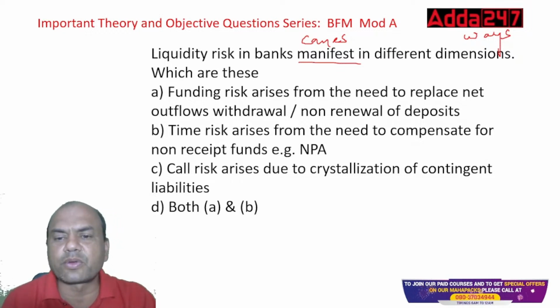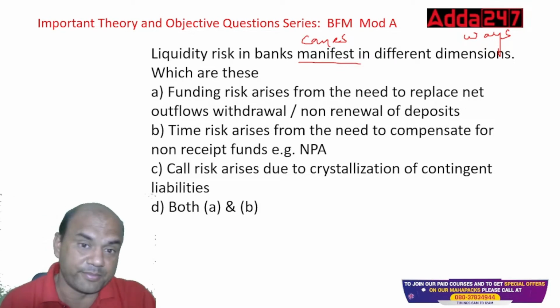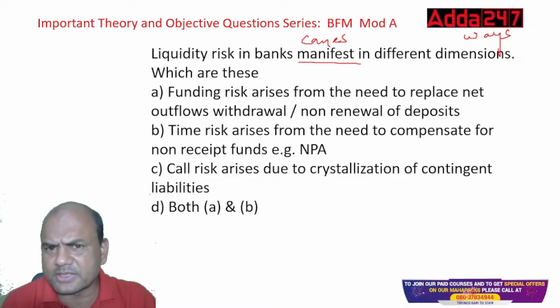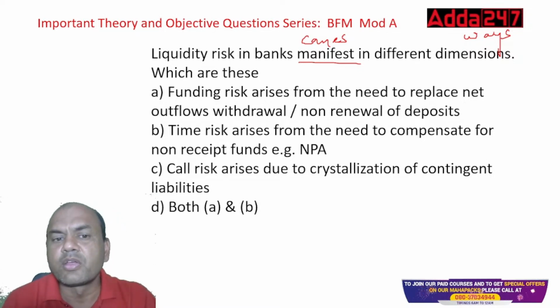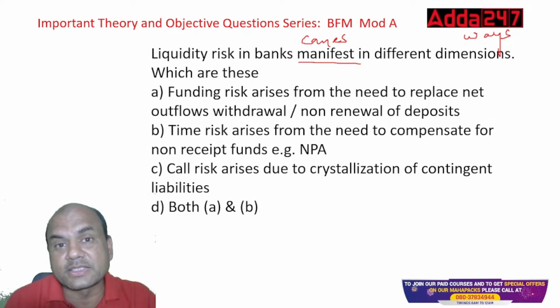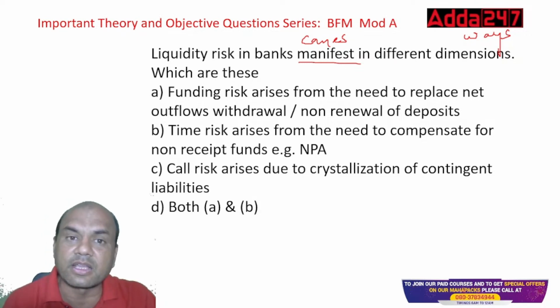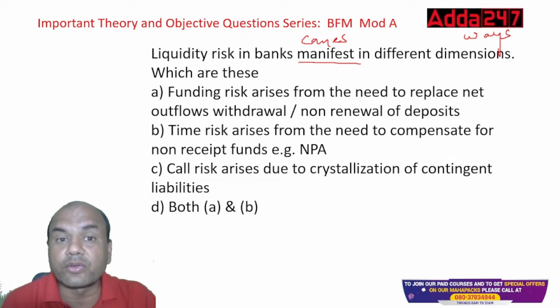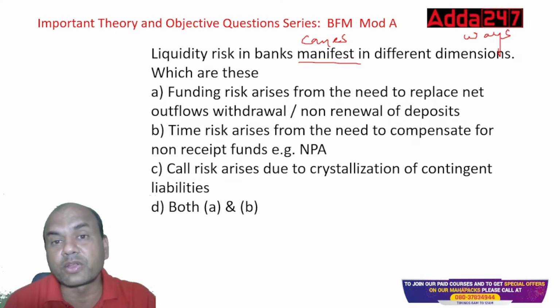Funding risk arises from the need to replace net outflow, withdrawal and non-renewal of deposits. It can be. Just answer. Think over it and answer. Fine. Here, CAIIB is not like JAIIB. You can't just tick the first answer you get. Here you have to think. Funding risk arises from the need to replace net outflows. Non-renewal of deposits means whatever is going out needs to be replaced.